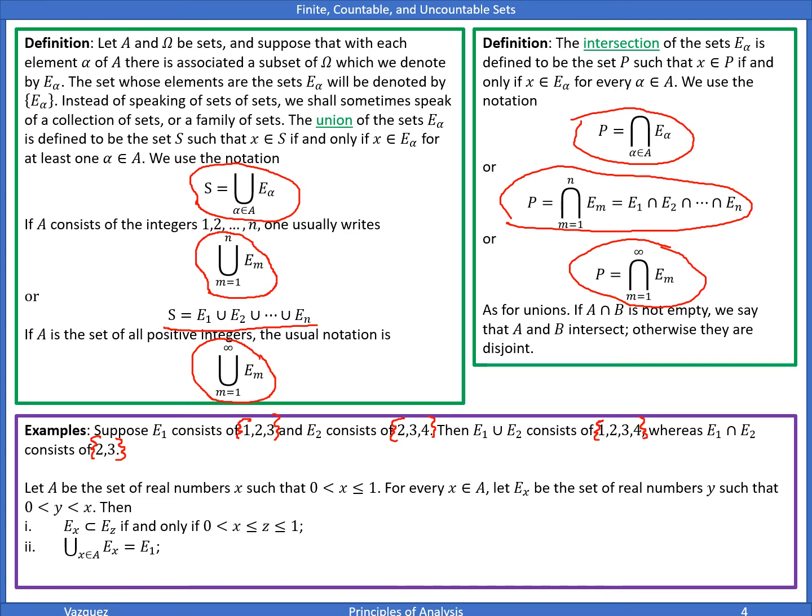Here we have the union of all the sets E sub x, which should just equal E sub 1. And this next one is probably the least obvious, but it still shouldn't be too hard to see. The intersection of all the sets E sub x is empty. This one may require a proof to show it, but again, it shouldn't be too hard to see.